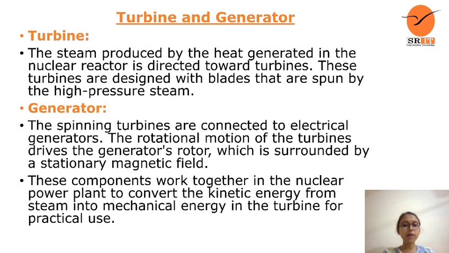Turbine and generator. Turbine. The steam produced by the heat generated in the nuclear reactor is directed towards turbines. These turbines are designed with blades that are spun by the high pressure steam. Generator. The spinning turbines are connected to electrical generators. The rotational motion of the turbines drives the generator's rotor, which is surrounded by a stationary magnetic field. These components work together in the nuclear power plant to convert the kinetic energy from steam into mechanical energy in the turbine for practical use.